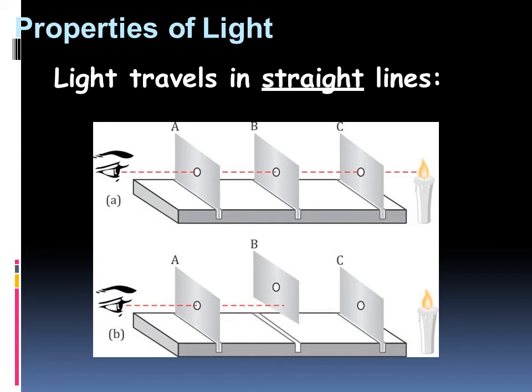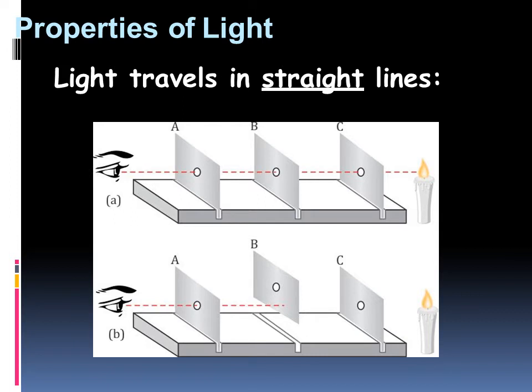So we have an experiment here. I think we have already discussed this experiment, but we will revise. Here we are going to take three cardboards, and a hole is made in each cardboard, at the same place. We place three boards, board A, board B and board C, and at one end a candle is lit, and at the other end we look through the holes.